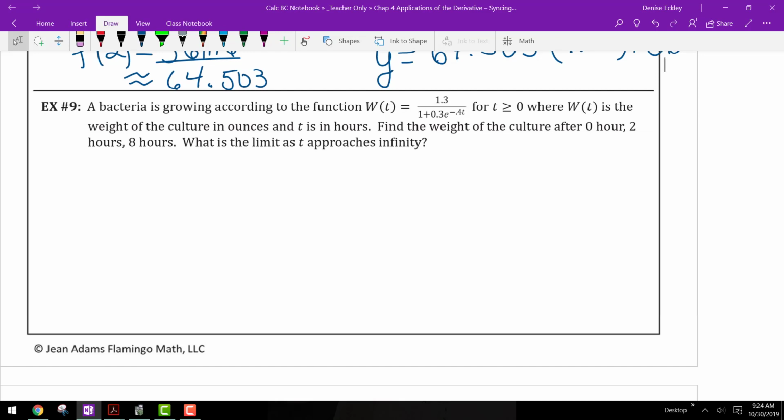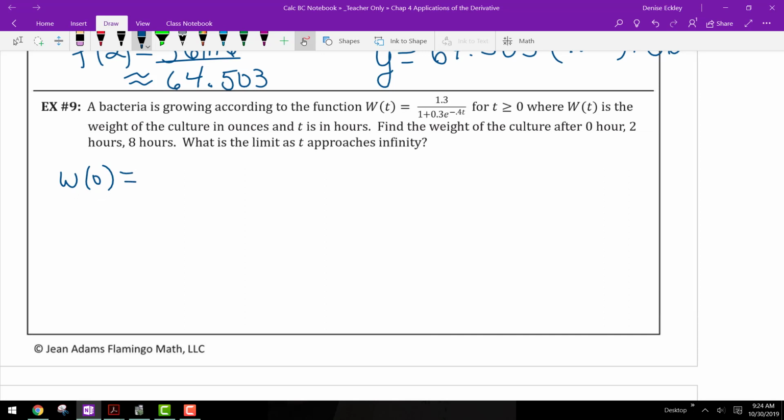Find the weight of the culture after 0 hours, 2 hours, and 8 hours. What is the limit as t approaches infinity? Okay, so we're finding those three to get an approximation of the way the limit would go. So we're going to substitute those t values in.